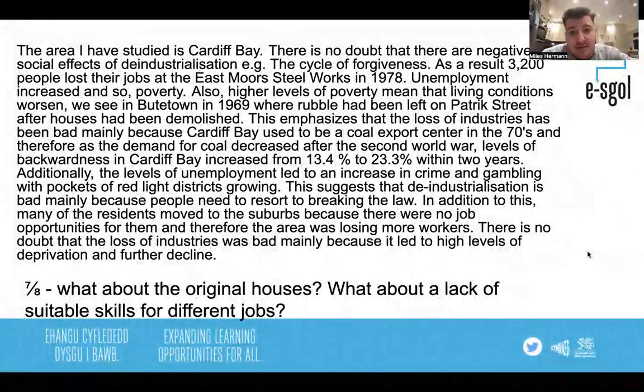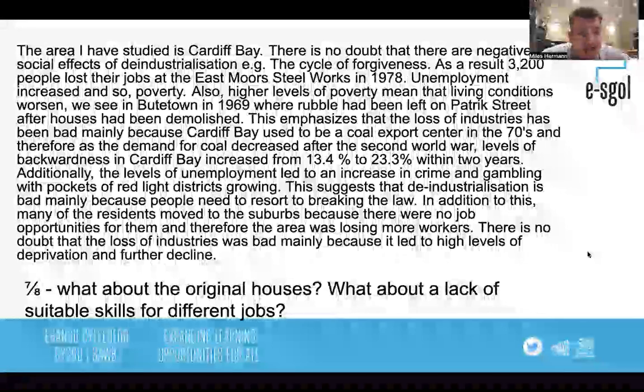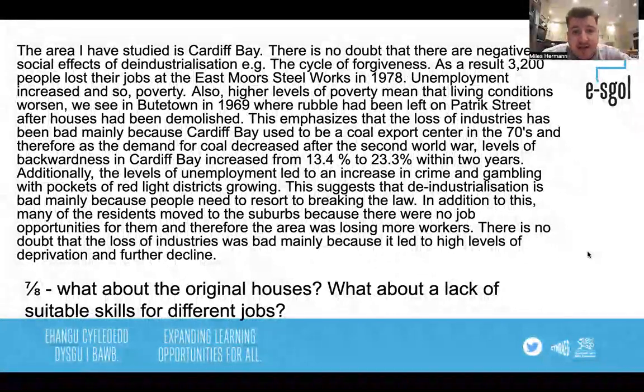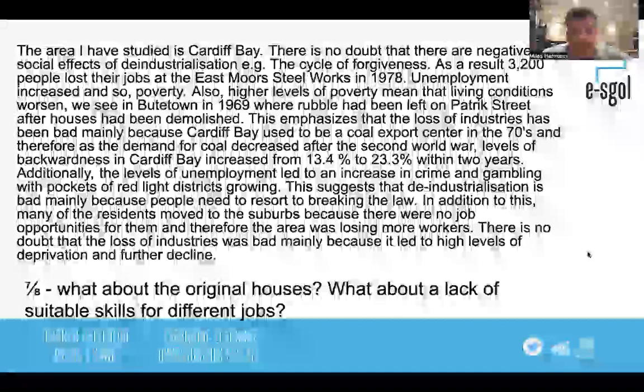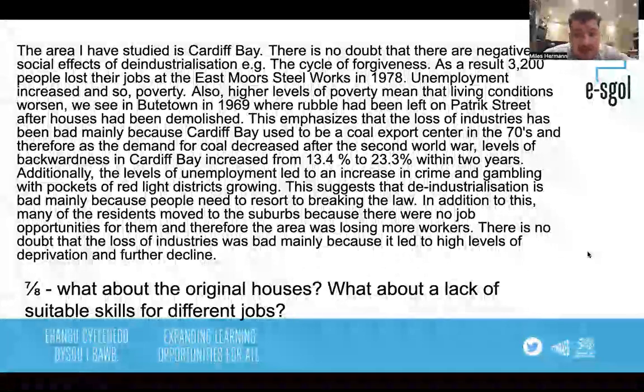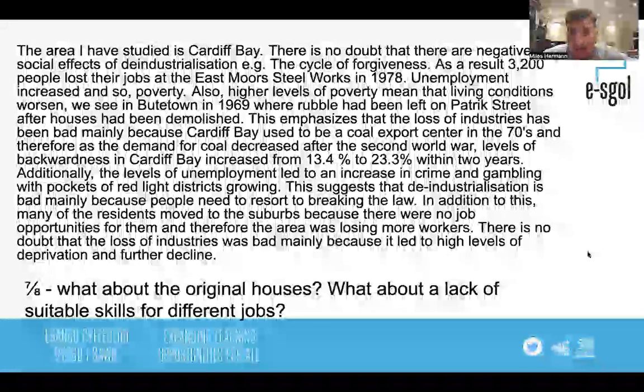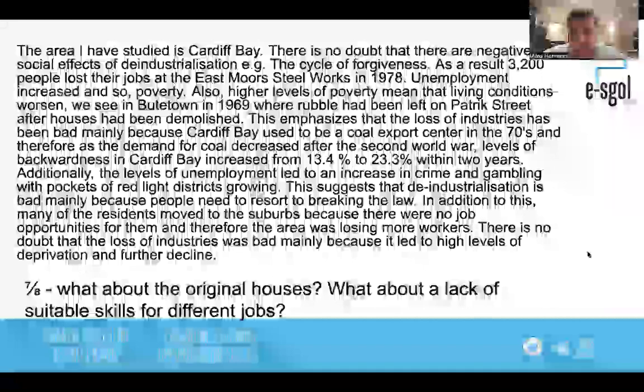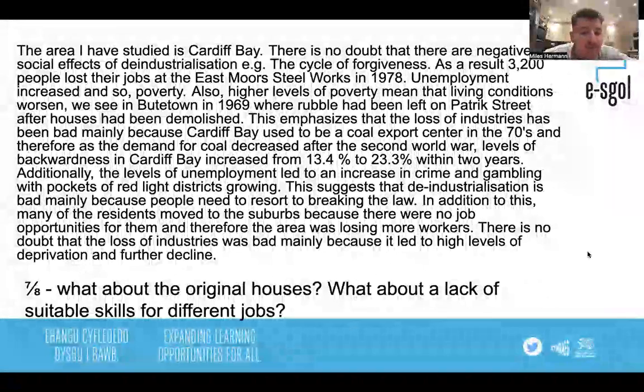Also, high levels of poverty mean that living conditions had worsened. We see this in Butetown in 1969, where rubble had been left on Patrick Street after houses had been demolished. This emphasises that the loss of industries has been bad, mainly because Cardiff Bay used to be the coal export centre in the 70s, and therefore, as the demand for coal decreased after the Second World War, levels of deprivation in Cardiff Bay had increased from 13.4% to 23.3% within 2 years.